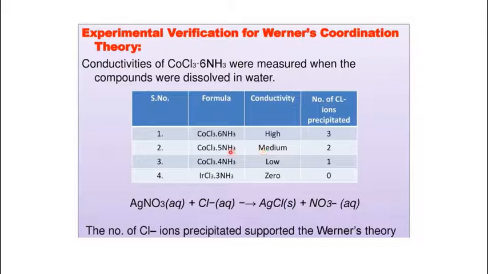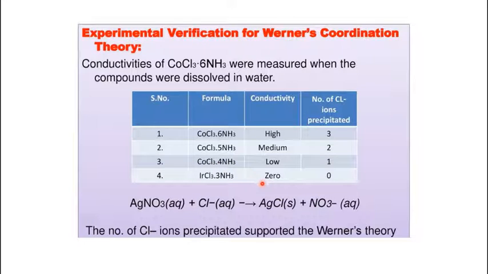When the conductivity value is medium, it means that there are 2 chloride ions which are ionizable. So the formula will become CoCl3.5NH3. Next, when you have low conductivity, it means that the number of chloride ligands precipitated is only 1. Then the formula related to it is CoCl3.4NH3.